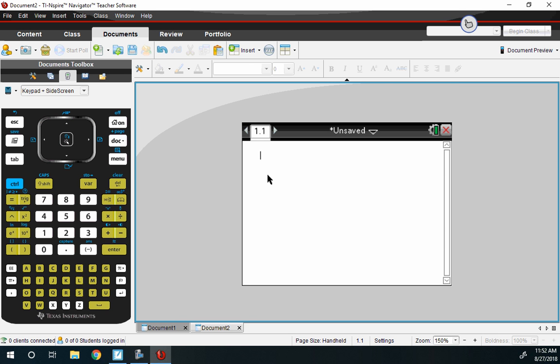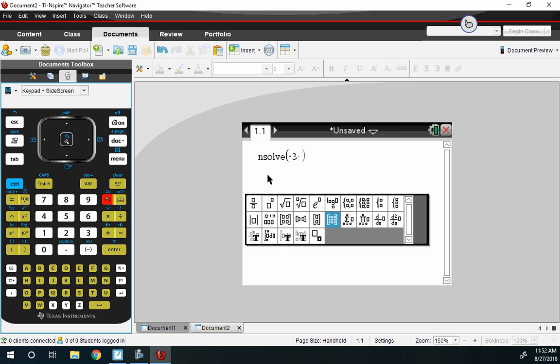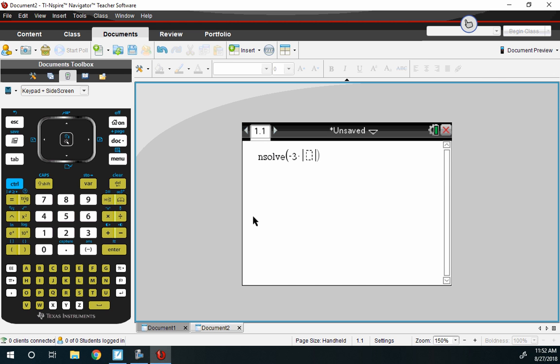So I want to numerically solve. NSOLVE. That's something you probably want to put in your notebook. NSOLVE, left parenthesis, negative 3 times absolute value. If you don't know where it's at, there's a math template button. It's found next to the 9 key. So we're going to numerically solve negative 3 times the absolute value of x.